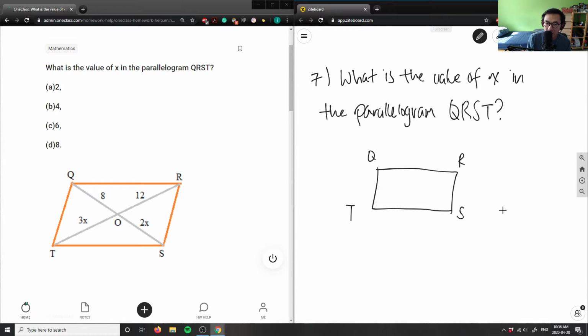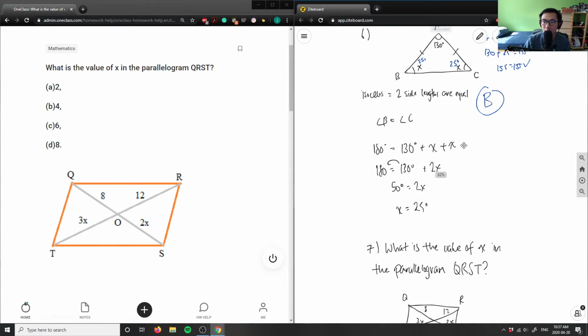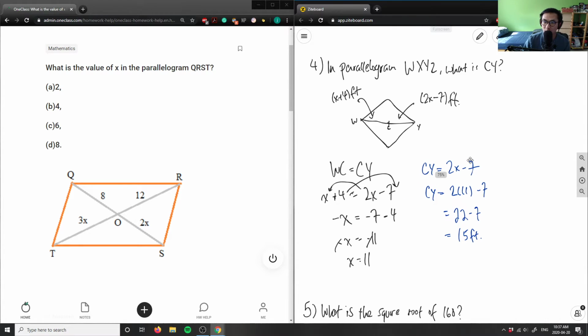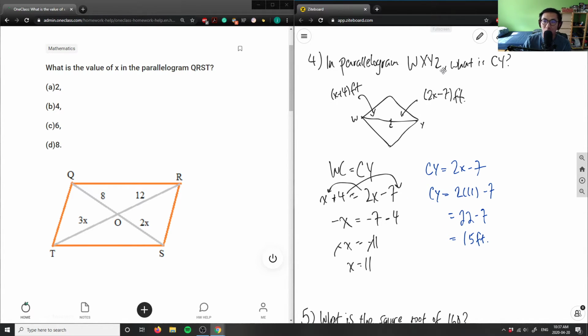And I have a midpoint, where the bisecting lines intersect, and this is O. And it's saying that I have all these lengths, right? This is 8, this is 12, this is 3x, this is 2x here, right? So what is the value of x here? Again, we did a very, very similar problem. Let me just zoom out and show you our similar problem here. So remember, our similar problem is this one here, right? In parallelogram WXYZ, what is the value of c and y?